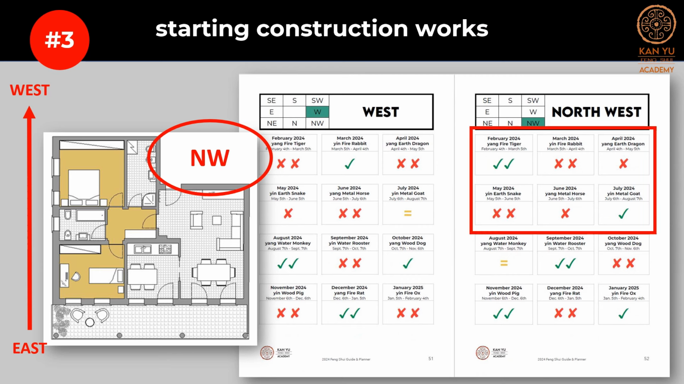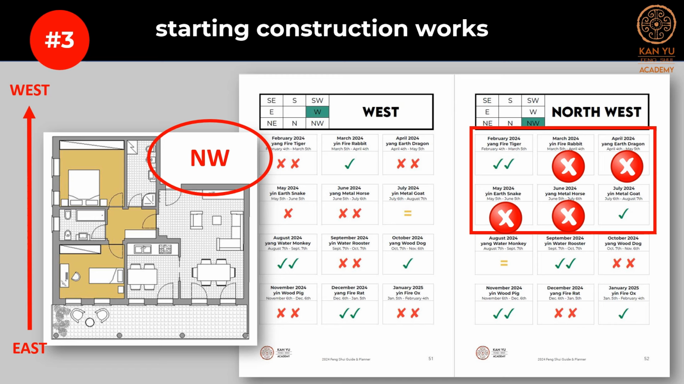When you are dealing with your home, you must always check Feng Shui first. So let's go to section 1, Feng Shui. Even without knowing the flying stars, you can easily see that March, April, May and June are not suitable for construction work in the Northwest, while February and July are fine.